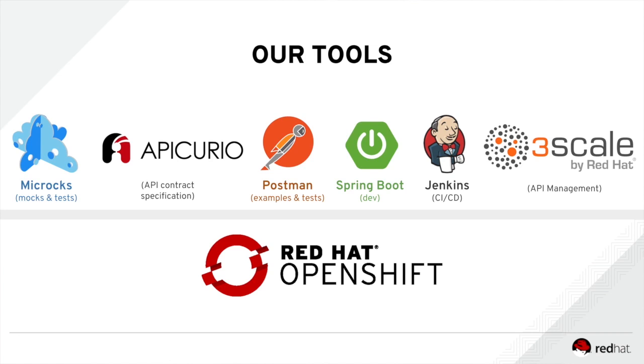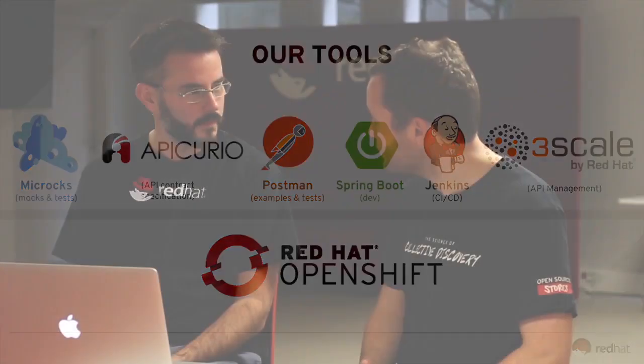We developed our first version of our API using Spring Boot. We deployed it on OpenShift. We defined some tests using Postman that have been verified by Microcks against our first implementation. We used Jenkins to deploy our first implementation in all our environments automatically. And we are using 3scale to manage our APIs and get some analytics and manage the authentication against our APIs. Yes, that's it. And last but not least, we now sell a lot of beers all over the world.